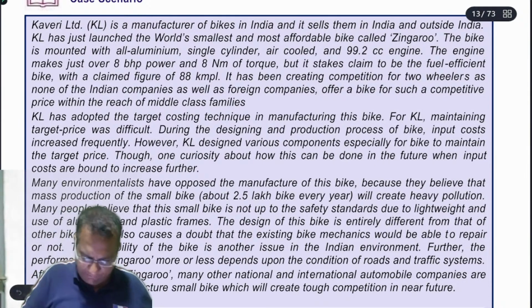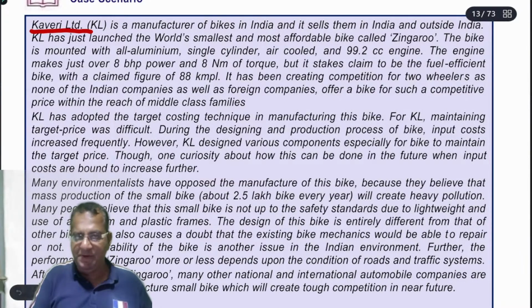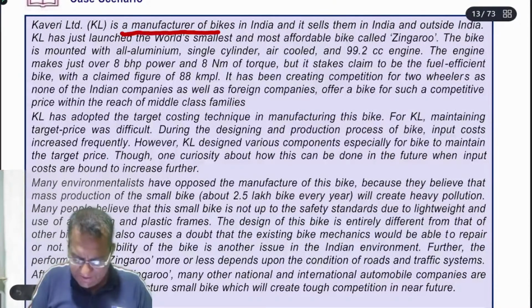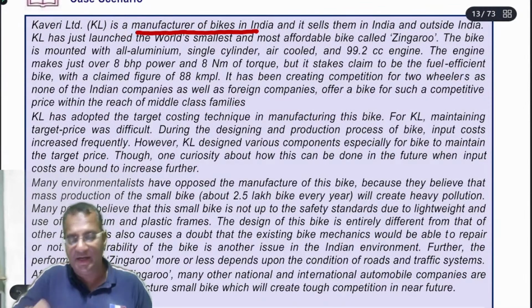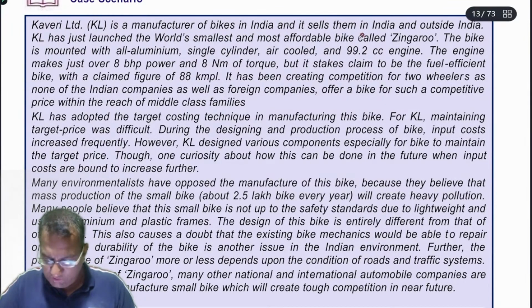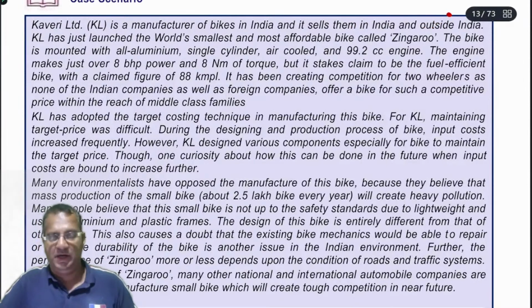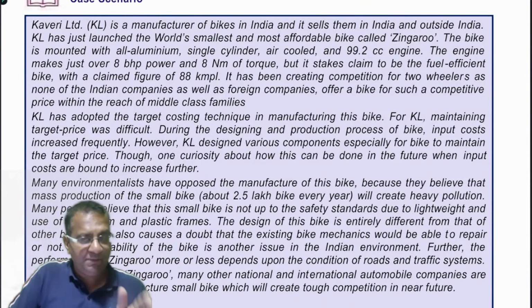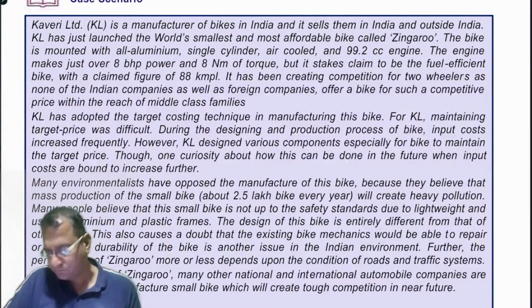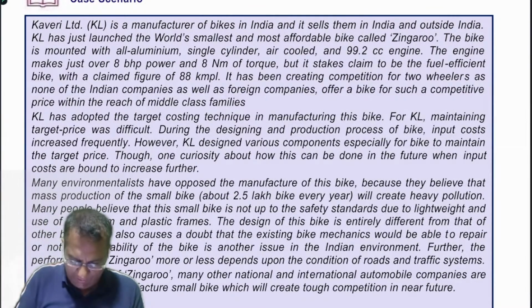Let's start, look at the question. So the name of the company is Kaveri Limited, abbreviated it is KL. The company is engaged in the manufacture of bikes in India. We do the manufacturing in India, but we not only sell such bikes in India, we also export them. We sell outside India also. But manufacturing is done in India, while sale is in the Indian market as well as the overseas market.